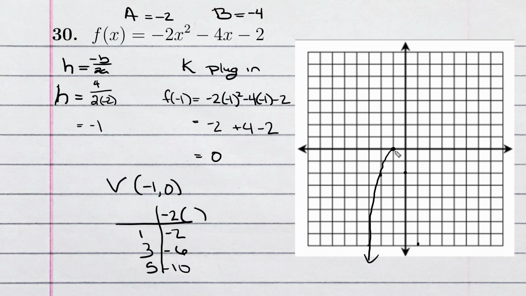So when I graph it, I only had one spot where I cross the x-axis. So my root is x equals a set of just negative 1. And that's your answer to number 31.